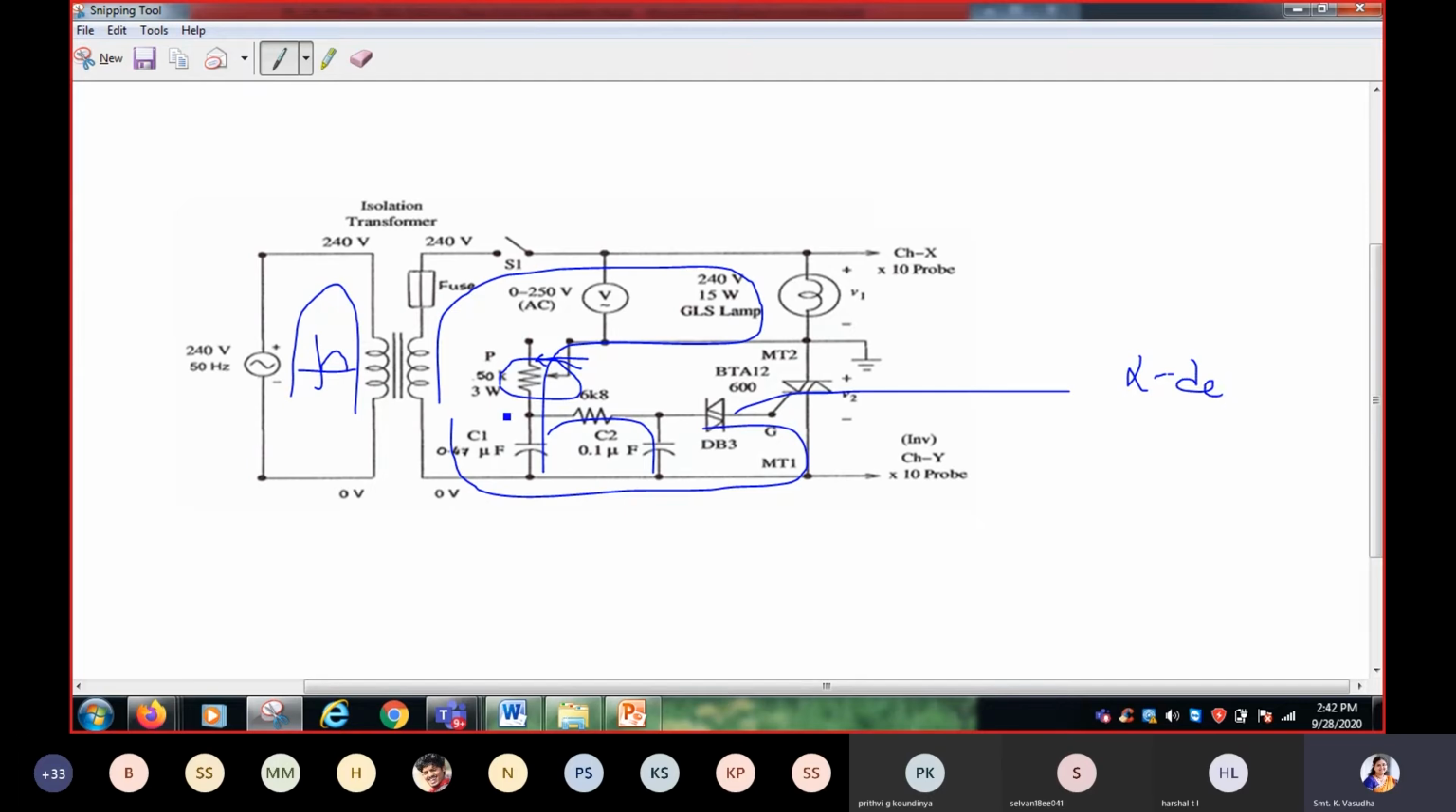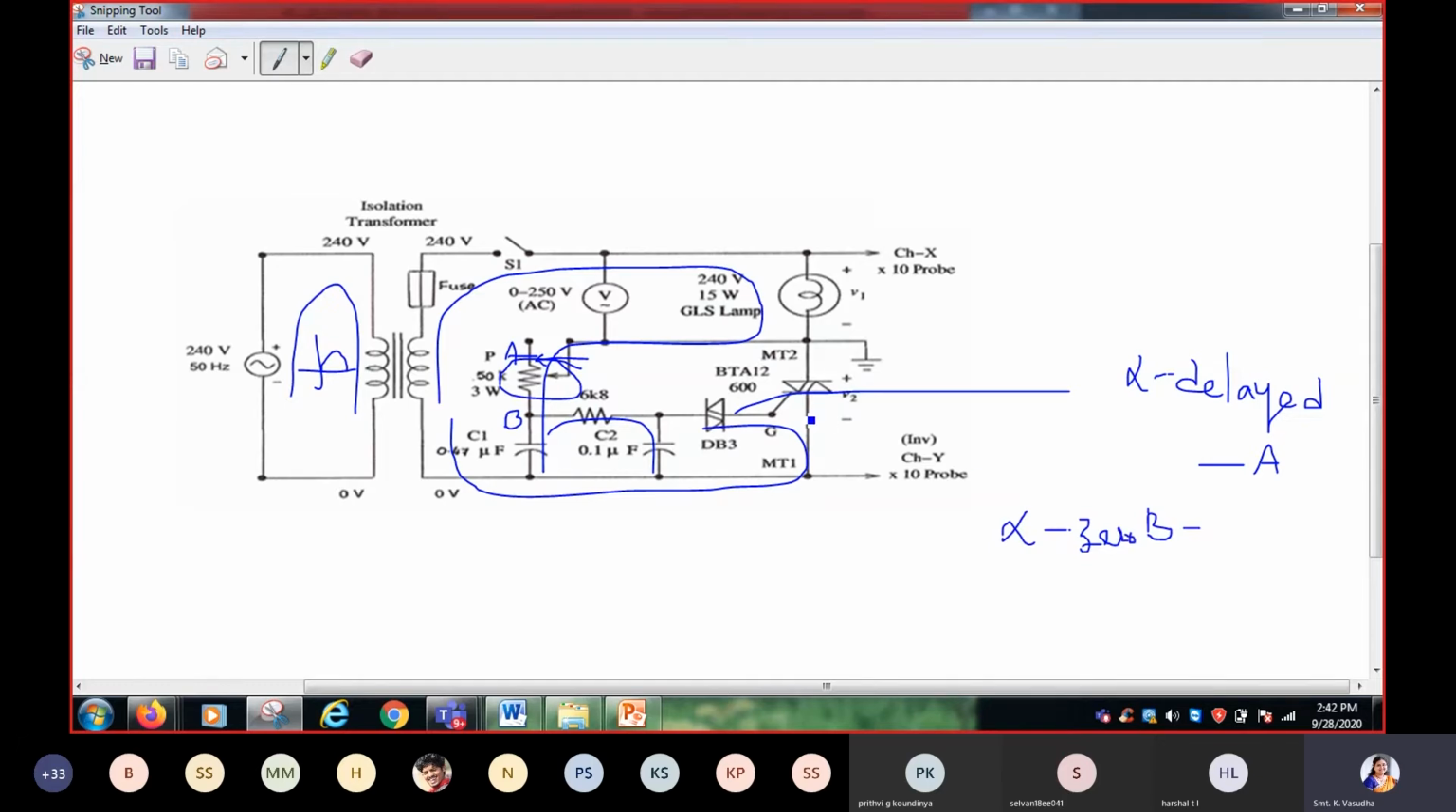Alpha will be delayed when potentiometer is at position A. When the potentiometer is kept at position B, the resistance offered by the path is least, therefore more current flows to the capacitor. Capacitor charges at a faster rate, diac turns on at a faster rate, and alpha will be nearing to 0.